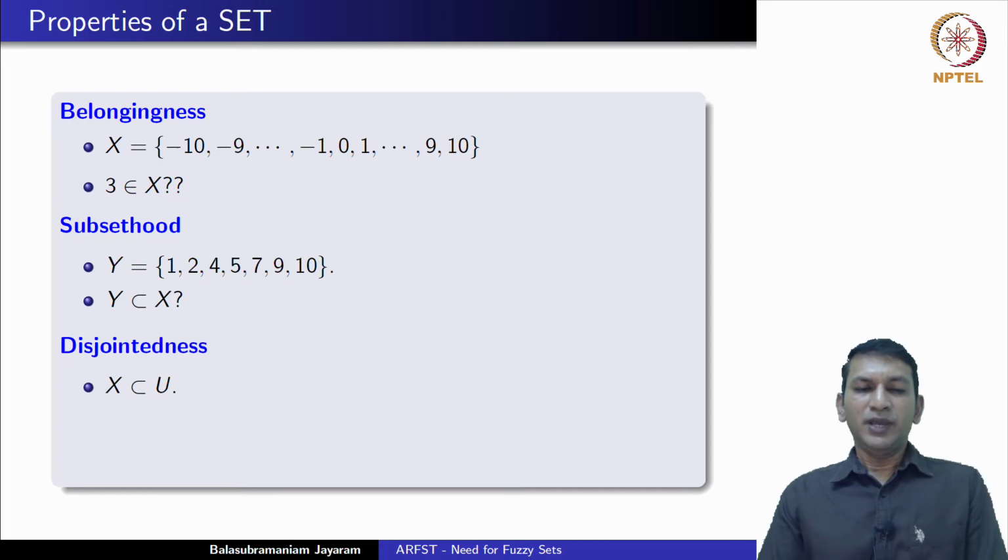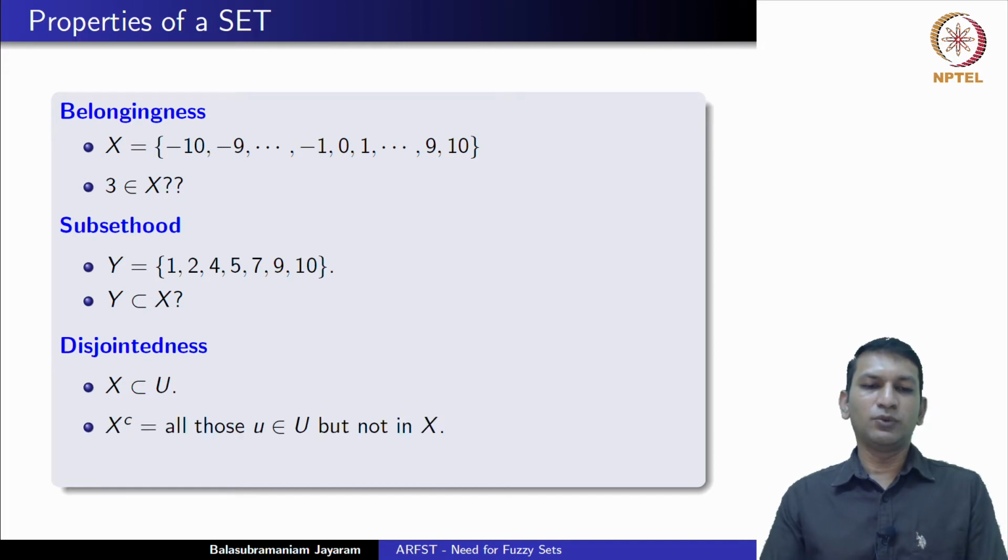Now, based on this, we could also create properties of sets. For instance, if we know that X is a proper subset of another set U, then we could easily pick all those elements which belong to U but not in X. This is what we call the complement of X. And the interesting property between X and X complement are these. Together, they form the entire U and they are non-overlapping.